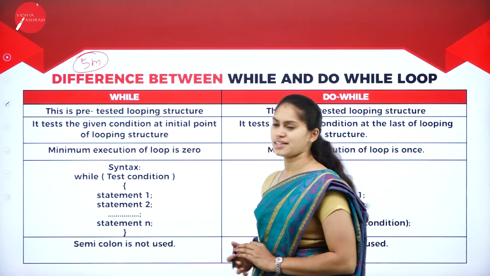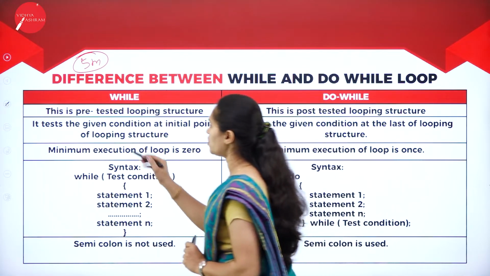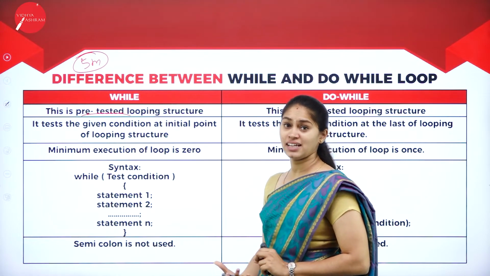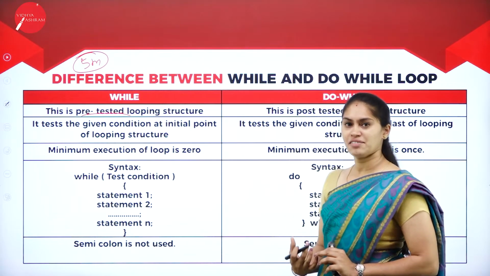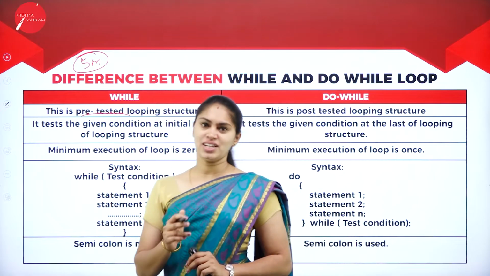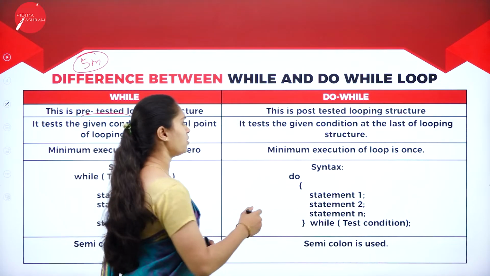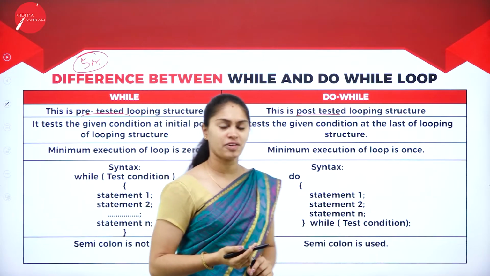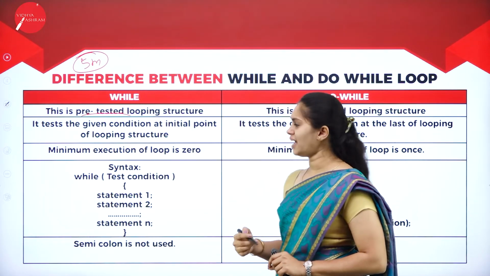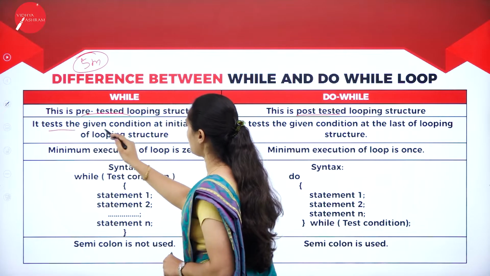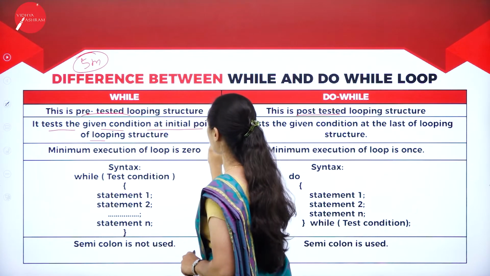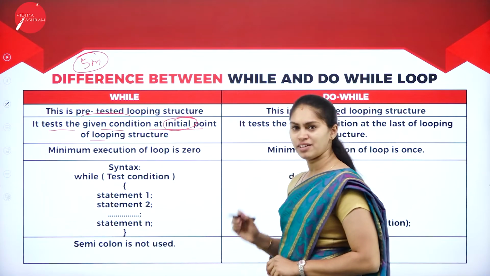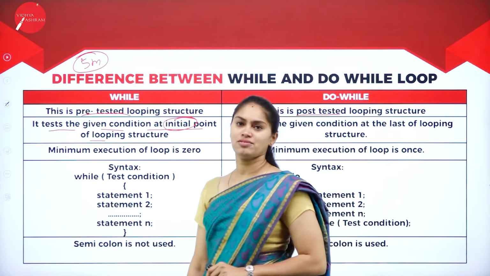So what is the first thing about the while? It is a pre-tested looping structure. As we all know, it is an entry control loop. It will check the condition initially, and only then will it allow execution. But what about the do while statement? That is post-tested. We check the condition at the end. So while tests the given condition at the initial point of a looping structure. Initial is very important here. We check the condition at the initial point of a looping structure.